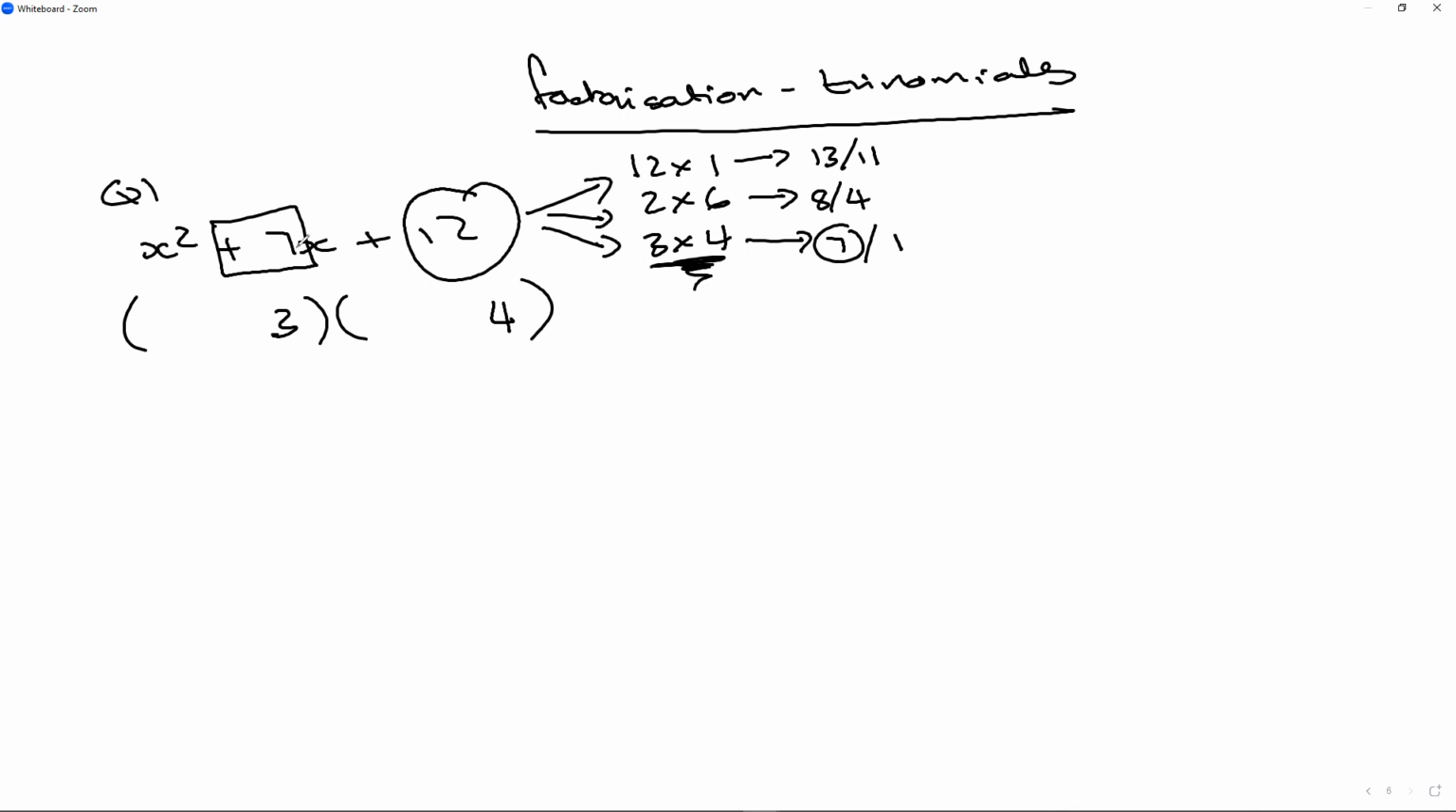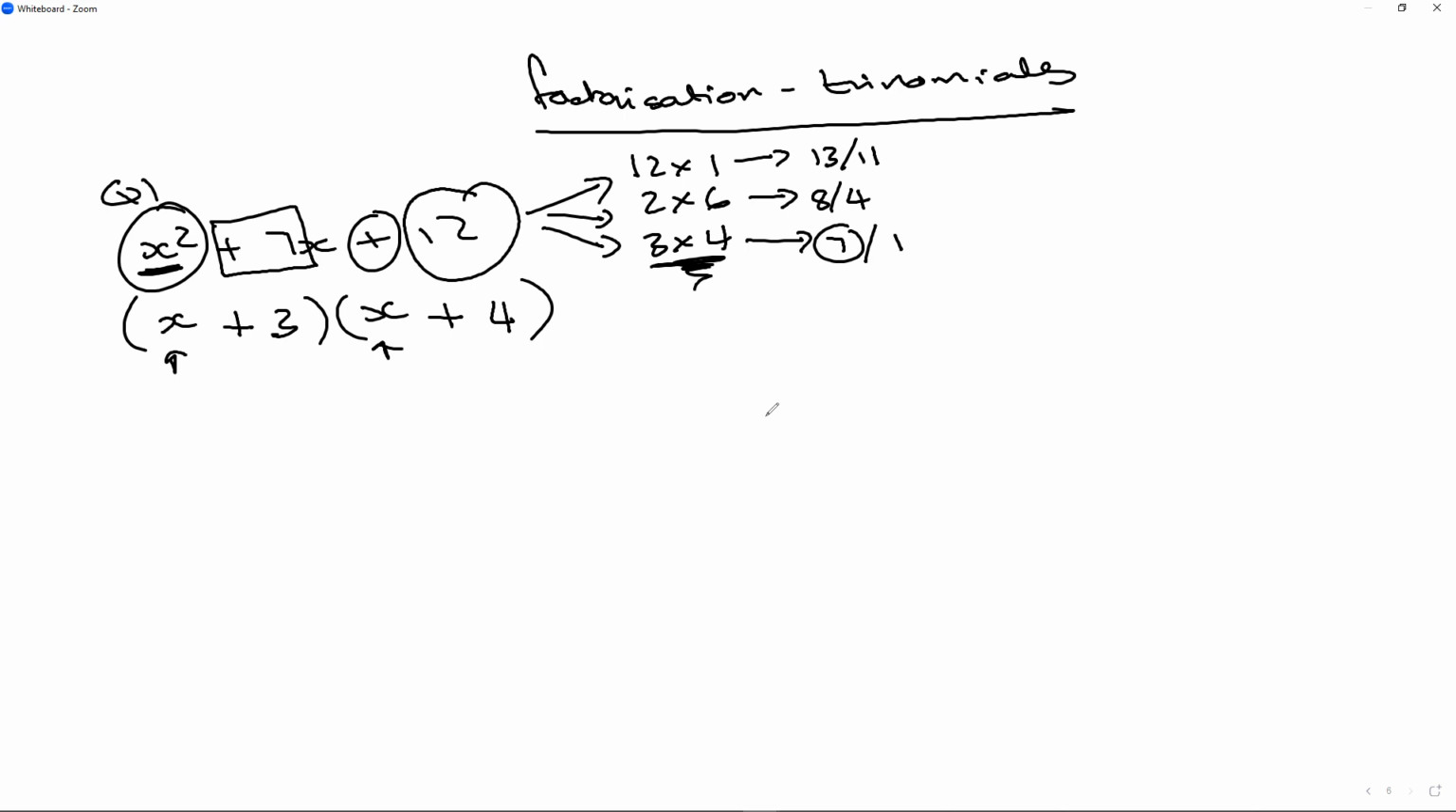And specifically 3 and 4, because that will get me 7. I notice that the signs are all positive, so in this question, I'm just going to put plus all around. And the first two terms get me the first term, so x and x. And now I'm done.